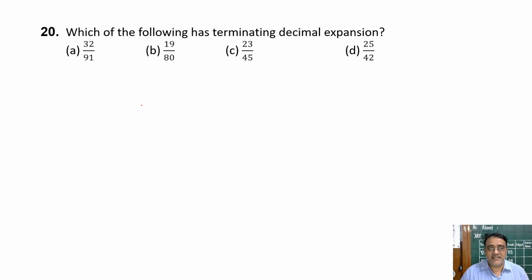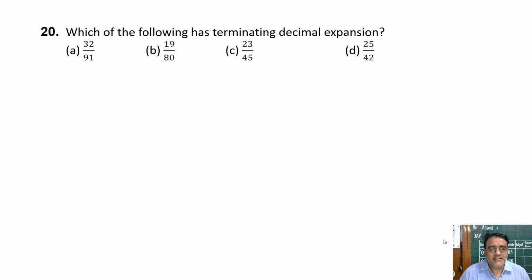Total 30 questions हैं. Which of the following has terminating decimal expansion? So सबसे पहले हम लोग चेक करेंगे कि सारे सिंपलेस्ट फॉर्म में है कि नहीं. 32 और 91 में कोई भी कॉमन फैक्टर नहीं है, और 19 और 18 में भी कोई भी कॉमन फैक्टर नहीं है क्योंकि 19 प्राइम नंबर है. 23 और 45 में भी कोई भी कॉमन फैक्टर नहीं है क्योंकि 23 prime number है, and 25 and 42 also we don't have any common factor. So all are in simplest form. So we will check only denominator.